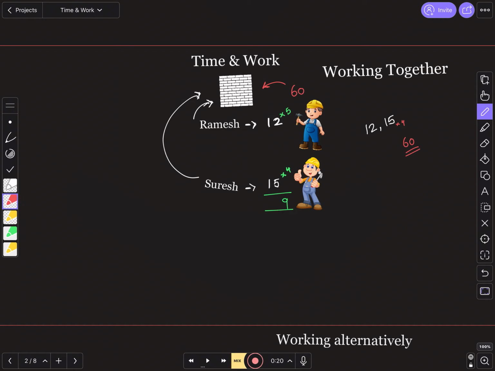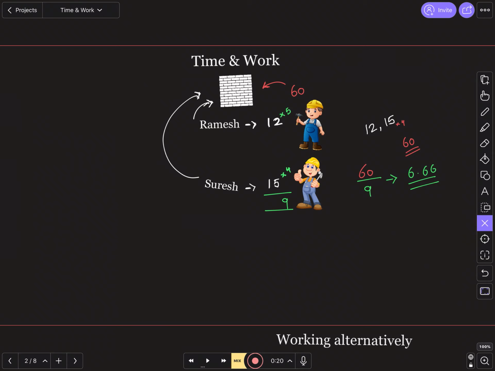How many bricks are you supposed to put in to finish the work? 60. How many bricks do you put in per day? 9. Okay, which means what? 9 sixes are 54, so 6 by 9, which is nothing but 0.66. Okay, 6 by 9 is nothing but 2 by 3, and 2 by 3 is nothing but 0.66, and that's the answer to the first question. If they work together, how many days will be required? 6.66 days will be required to finish the work, given the condition that they work together. Okay, quite a simple question.